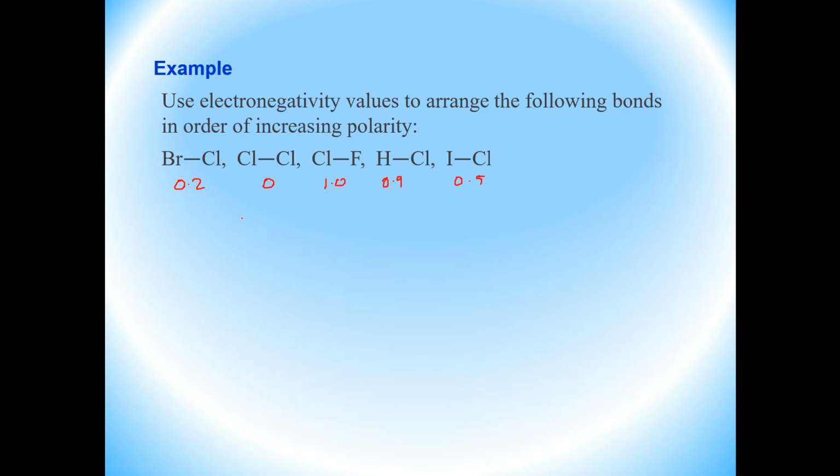Therefore, based on these numbers, we can arrange these bonds in terms of increasing polarity. The answer would be that the chlorine to chlorine bond would be the least polar, followed by the bromine to chlorine bond, followed by the iodine to chlorine bond, followed by the hydrogen to chlorine bond, followed by the chlorine to fluorine bond. And that would be the answer.